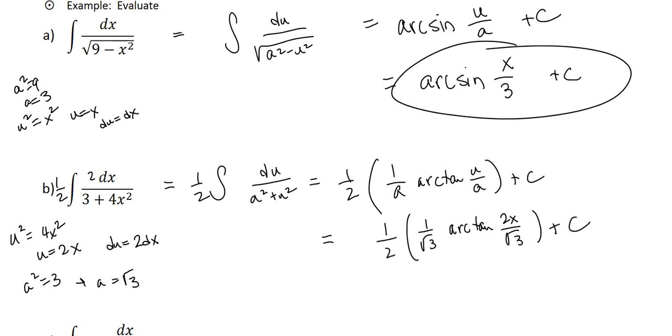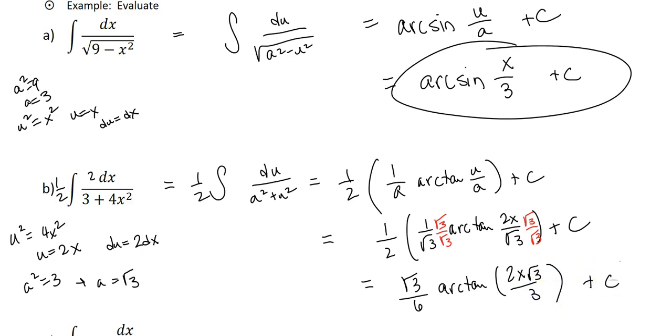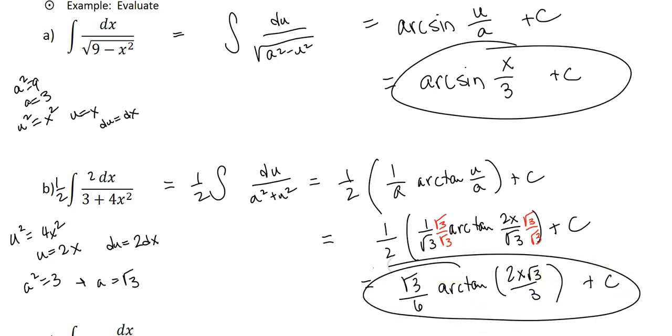And from here I'm going to do a little bit of cleaning up. I'll multiply by root 3 over root 3 here and here. So that's going to give me root 3 over 2 times 3, which is 6, arc tangent of 2x root 3 over 3, all plus c. And that will be my answer.